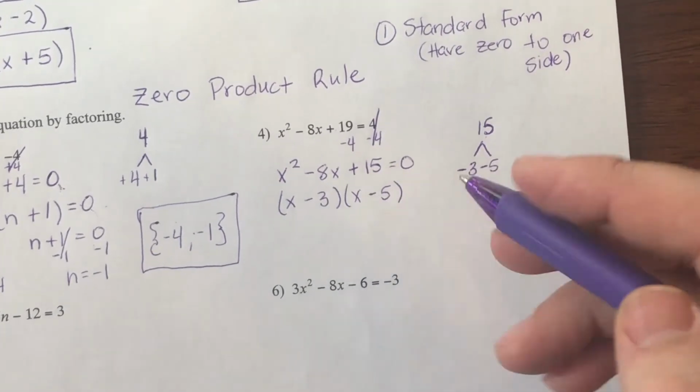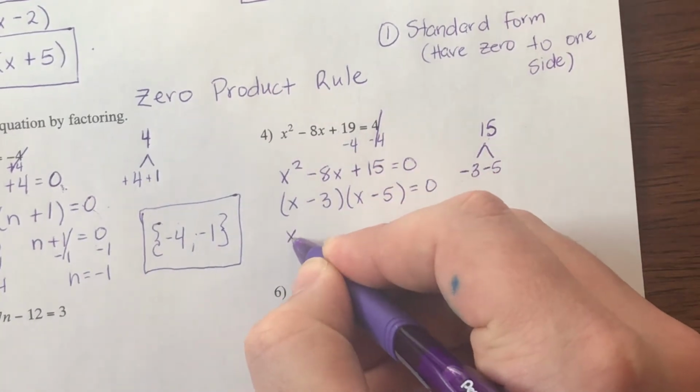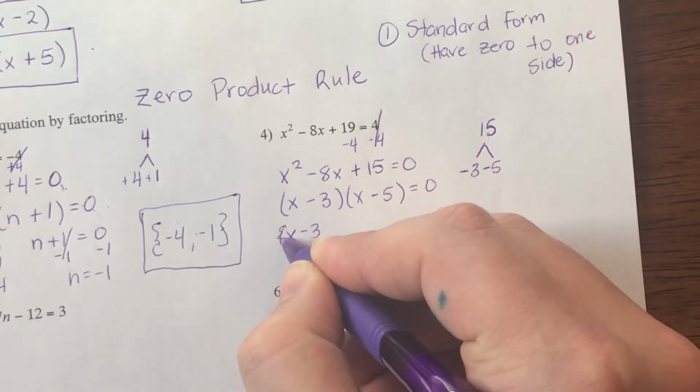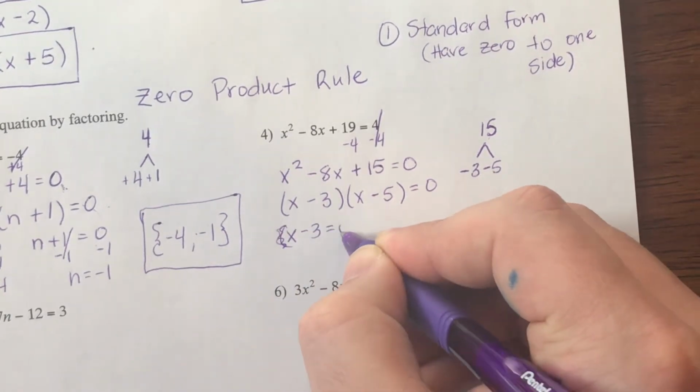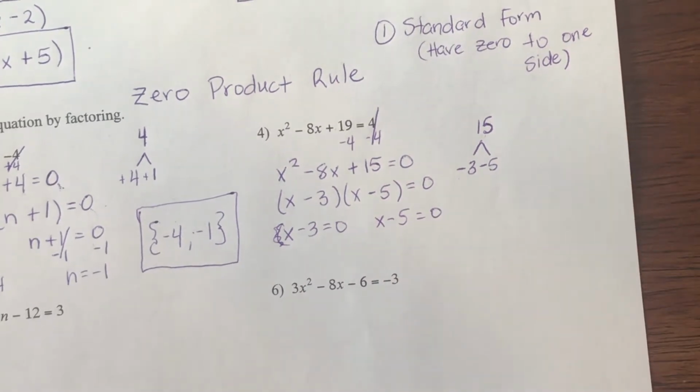So then once we get to this point, we can just simply say these are equal to 0. So what we can say is x minus 3 equals 0, and x minus 5 is equal to 0. And then we just solve for both x's.